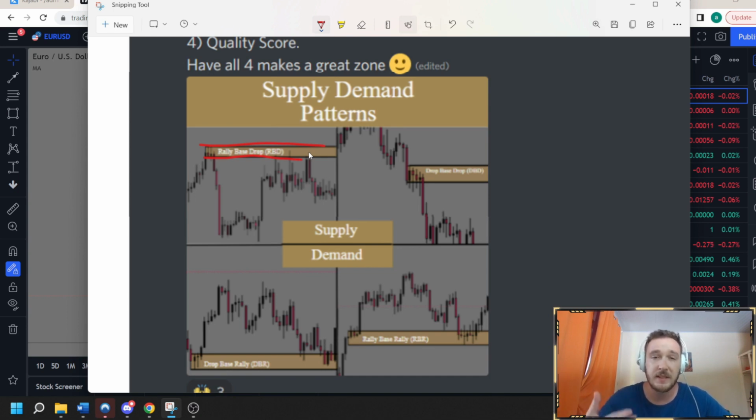You're trying to identify where the big money institutions are buying and selling. And how can you identify that? Well, you can spot it on a chart by looking for these very strong imbalances in the market. Understand, we are just a drop in the ocean when it comes to retail traders, and the big money, they have very large orders. So they make these very strong candlesticks. So that's kind of the principle of what supply and demand traders are trying to do.